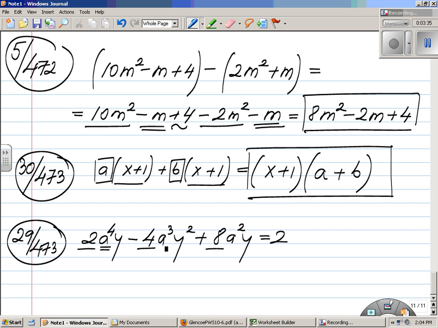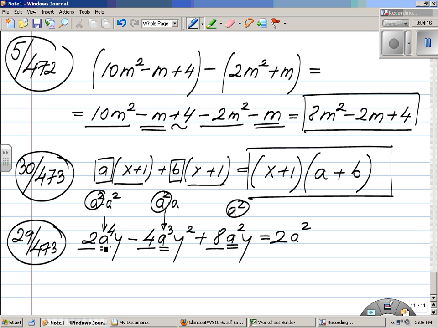A, I'm looking at the a's, right? A to the 4th, a to the 3rd, a squared. Which one is the one with the smallest degree? A squared, right? So that will be the common factor of a to the 4th, a to the 3rd, a squared. Because each one of them, a to the 4th, I can write it as what? A squared times a squared. A to the 3rd power, I can write it as a squared times a, and a squared is a squared. So my greatest common factor out of these a's here will be a squared. Part of my greatest common factor for this trinomial.